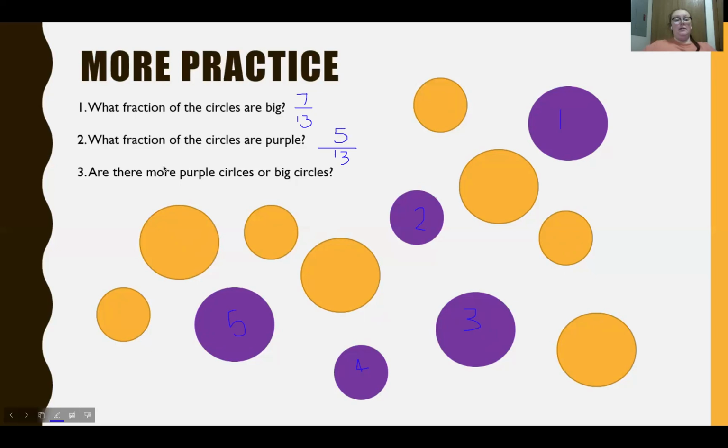And then, are there more purple circles or big circles? So since we already have the answers up here, we see that 7 of the 13 circles are big and 5 of the 13 circles are purple. So because 7 is bigger than 5, our answer here would be big.